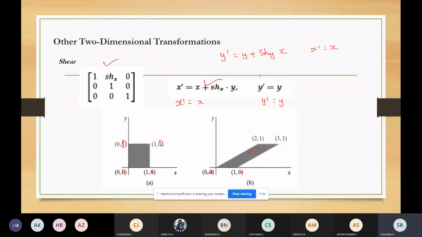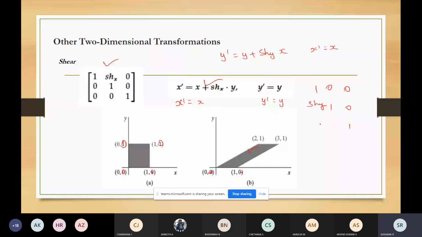If you want the same thing to be performed along the y values, this is the equation: y dash is equal to y plus shy into x, and x dash is equal to x, and the transformation matrix is 1 0 0, shy 1 0, 0 0 1. You can try this out.